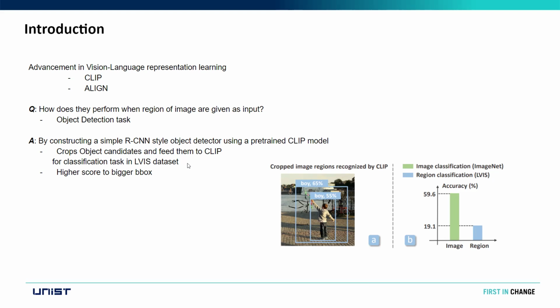So they want to test this, and they constructed a simple R-CNN style object detector using pre-trained CLIP. They find that the accuracy of CLIP on ImageNet is initially around 60%, but when they give the region of the image to CLIP, the accuracy drops very low on this data set. But if you increase the bounding box, the detection accuracy gets higher. So this means these CLIP models don't perform well when regions of the image are given.